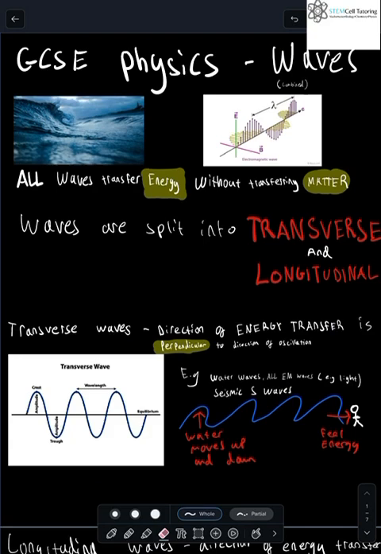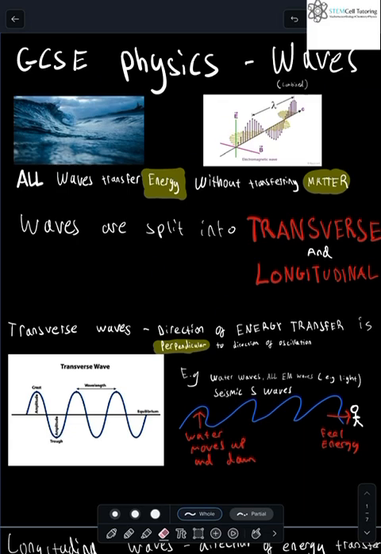So let's go. First of all, a wave transfers energy without transferring matter. What this means is that the energy moves but the particles don't travel with it. Think about the waves in the sea, for example. The water goes up and down but doesn't move across the ocean, only the energy does.